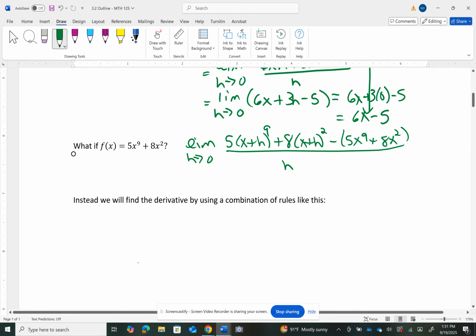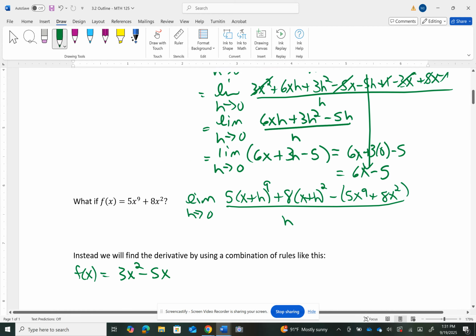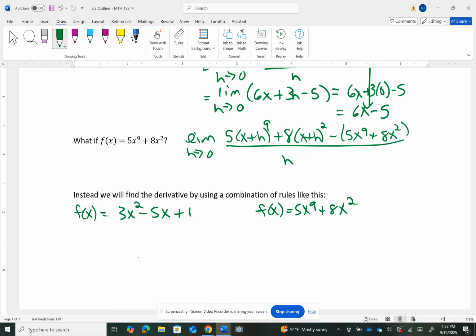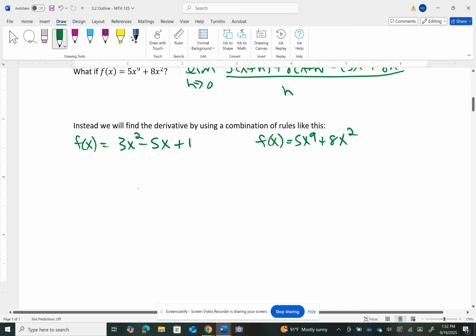And now, if we had started out with 3x squared minus 5x plus 1, okay? Or if we had the function 5x to the 9th plus 8x squared, both of these are going to feel equally easy once you get used to using that combination of rules. So I'm going to go ahead and show you what we will be doing, and then we'll see the rules again on the next page and see how we're actually using several of them all at the same time.